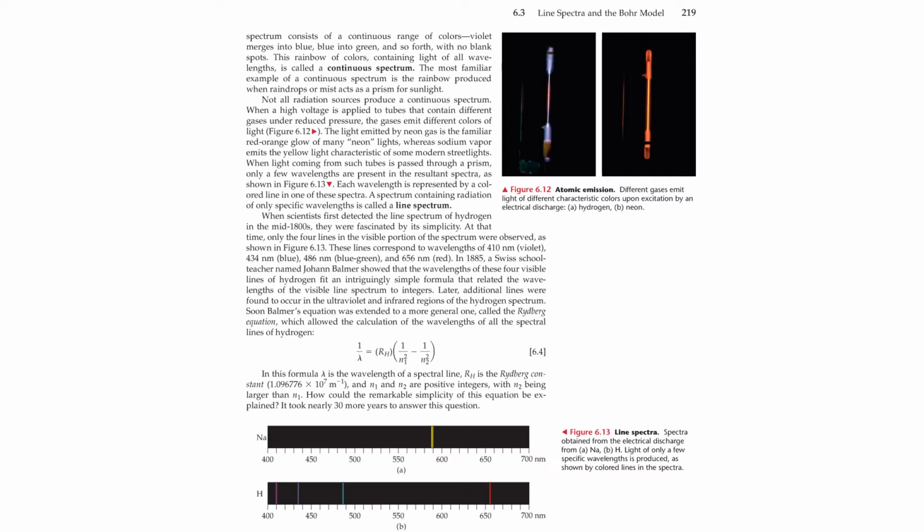Figure 6.12, Atomic Emission. Different gases emit light of different characteristic colors upon excitation by electrical discharge. Figure 6.13, Line Spectra. Spectra obtained from the electrical discharge from A, sodium, and B, hydrogen. Light of only a few specific wavelengths is produced, as is shown by the colored lines in the spectra.